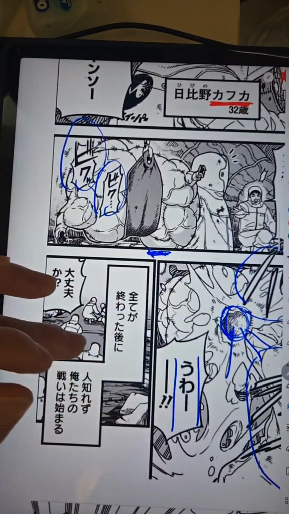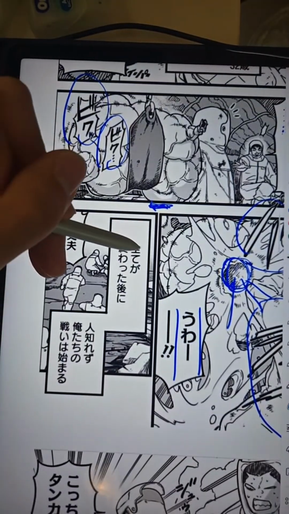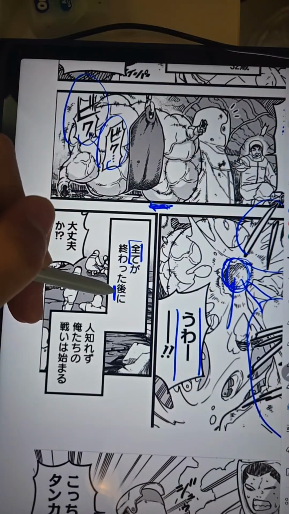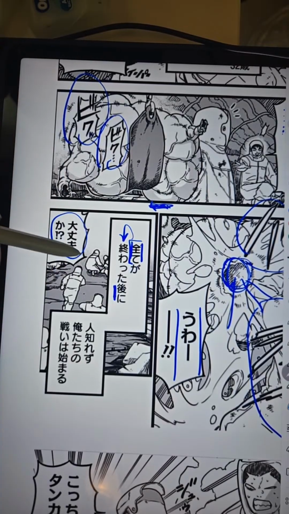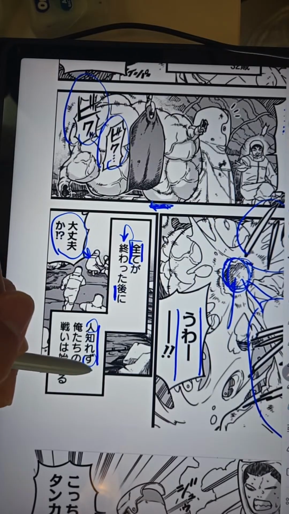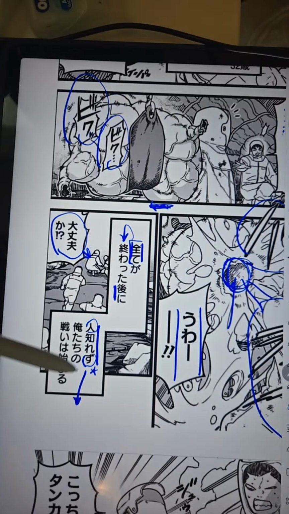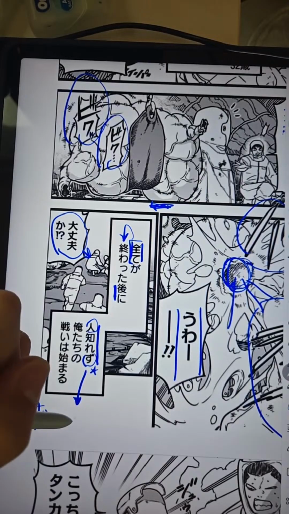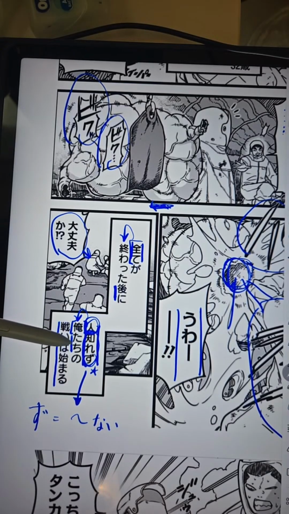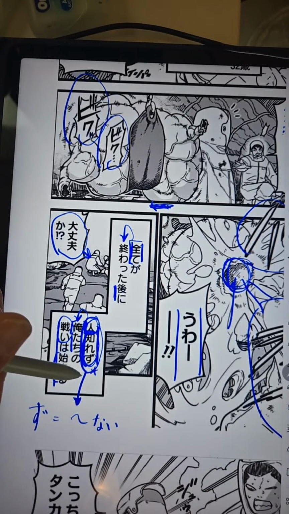Wow! Screaming. はい。すべてが終わった後に。すべて is a formal way to say 全部。全部 is everything. 全部が終わった後に。After everything was done. 大丈夫か? Are you okay? 人知れず俺たちの戦いは始まる。人知れず, this ず is important to know. This is from older Japanese. ず traditionally means negative ない。人知れない。So people, 人, without knowing. 俺たちの戦いは始まる。俺 is I, masculine I. 俺たち makes it plural. So our 戦い battle 始まる begins. So 人知れず, maybe one good way to translate is behind the scenes.